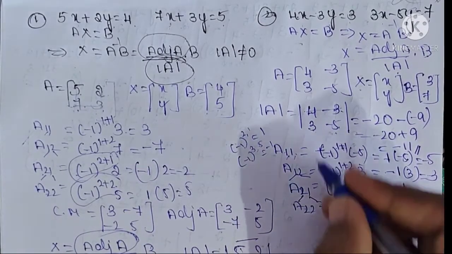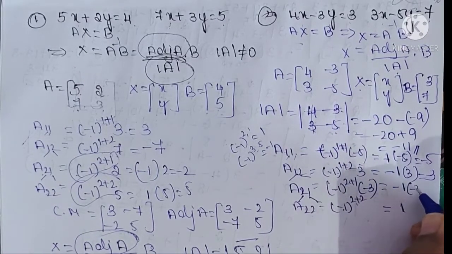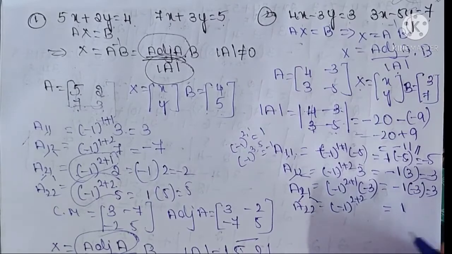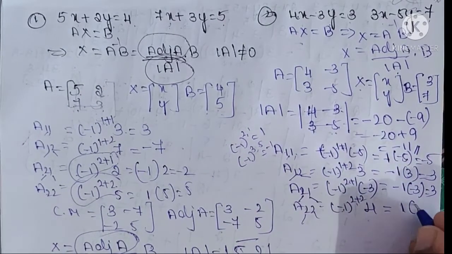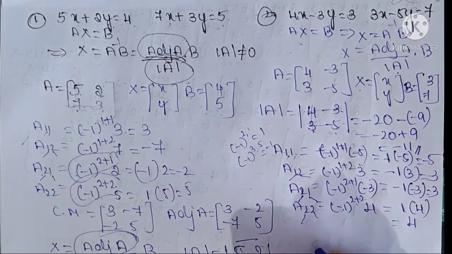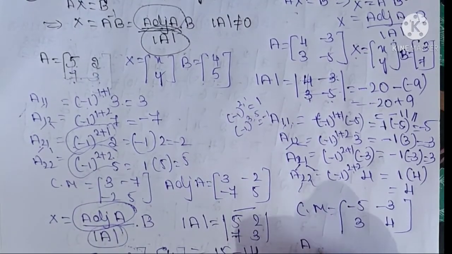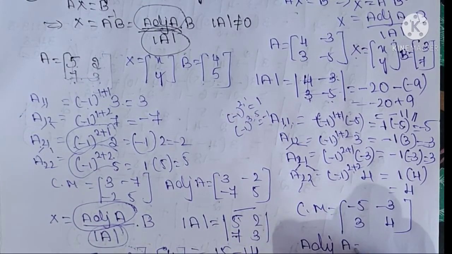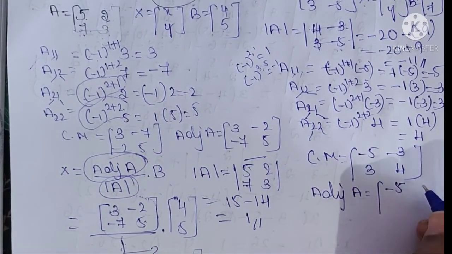Delete the second row, first column. Remaining minus 3. Minus 3 into minus 1 is plus 3. Delete the second row, second column. Remaining 4. 1 into 4 is 4. Therefore, the cofactor matrix is minus 5, minus 3, 3, 4. Therefore, the adjoint of A, changing rows into columns in the cofactor matrix, is minus 5, 3, minus 3, 4.